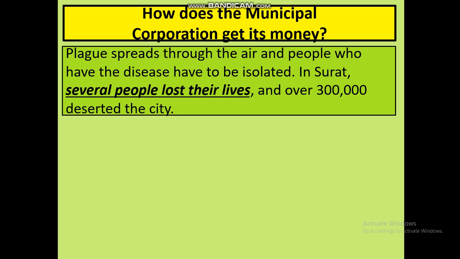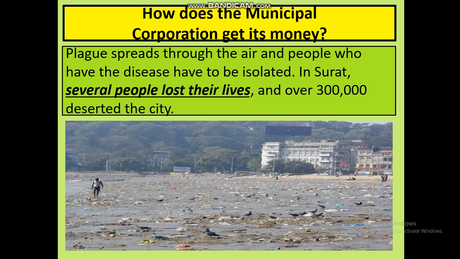Means a person who is getting infected with the plague has to be isolated, means he has to be kept in one room and no other person should meet him or her. So in Surat many hundred people lost their lives just because of this disease, and over 3 lakh people deserted the city. Deserted means they left, they vacated the city because it was totally impossible to live in this dirty city.